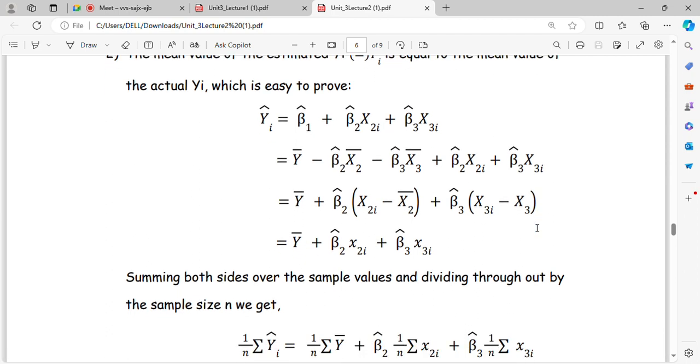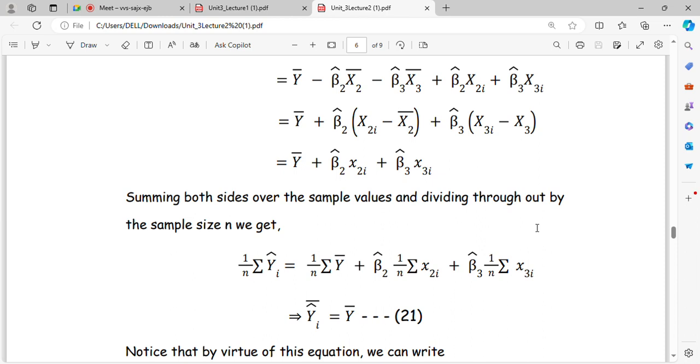Now if we sum both sides over the sample values and divide throughout by the sample size n, summing both sides over the sample values and dividing throughout by n, what we are getting is that 1 by n summation yi hat equals 1 by n summation y bar plus beta 2 hat times 1 by n summation x2i plus beta 3 hat 1 by n summation x3i.